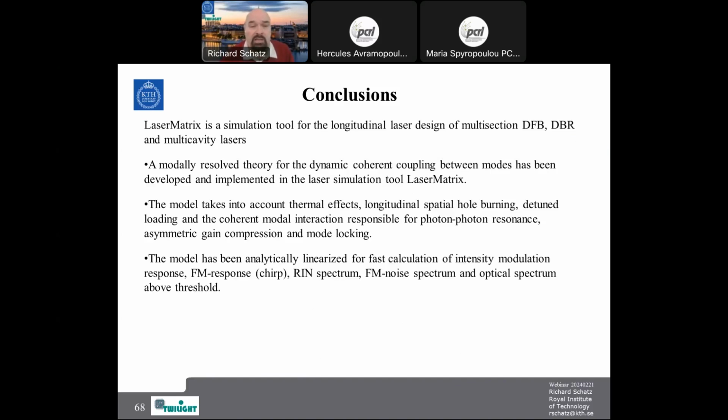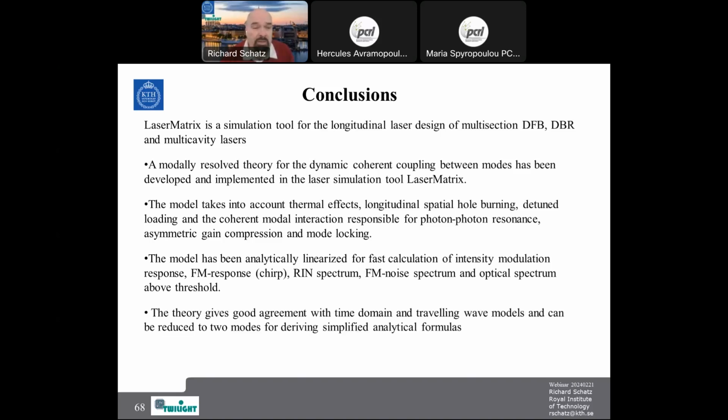And the model has been analytically linearized for fast calculation of intensity modulation response, Green spectrum, FM noise spectrum, and optical spectrum about threshold. The theory gives good agreement with time domain and traveling wave models and can be reduced to 2 modes for deriving simplified analytical formulas.